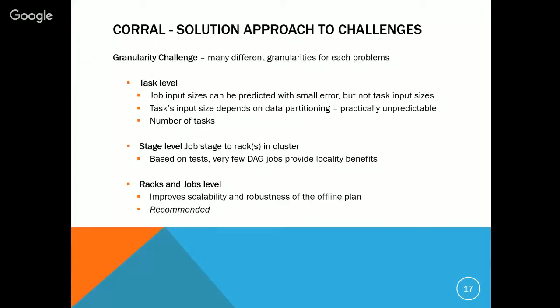So when we're talking about the racks and jobs level, we can see that there are definitely some scalability improvements and robustness of the offline planner. It allows the assumption that tasks in a rack can communicate at efficient NIC speeds, which simplifies the modeling of job latency. This is the recommended approach that we're going to use to try to overcome these challenges.